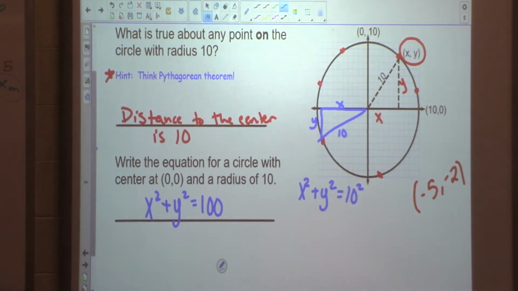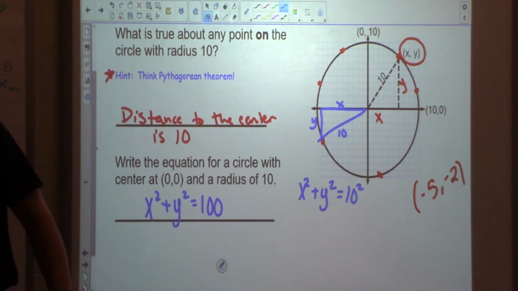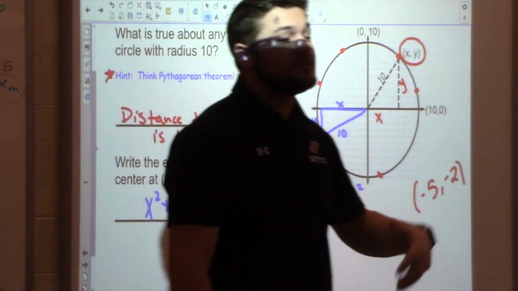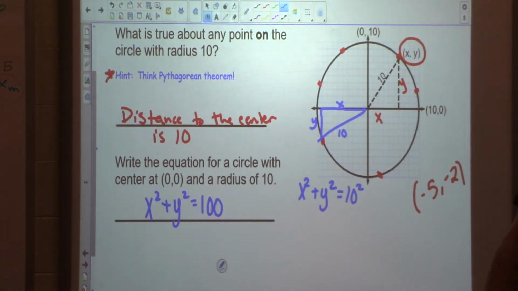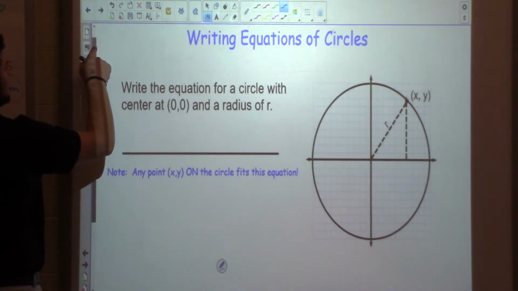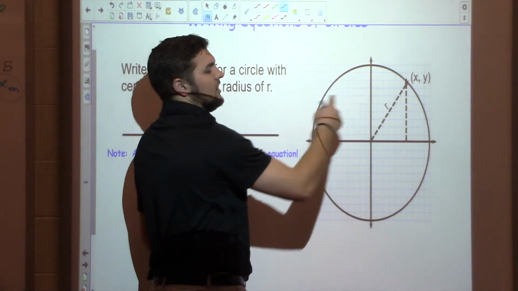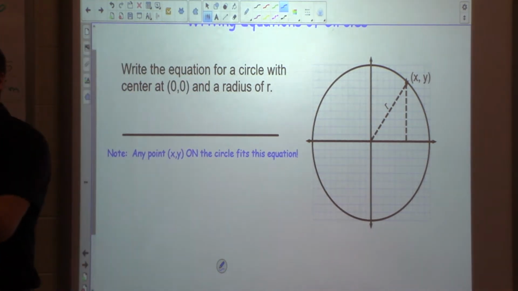That is the standard form equation for a circle centered at 0, 0. Okay? So, x squared plus y squared equals your radius squared. Okay, so let's take it one step further. What if I gave you a circle centered at 0, 0, just like the last one, but it has a radius of r instead of 10?